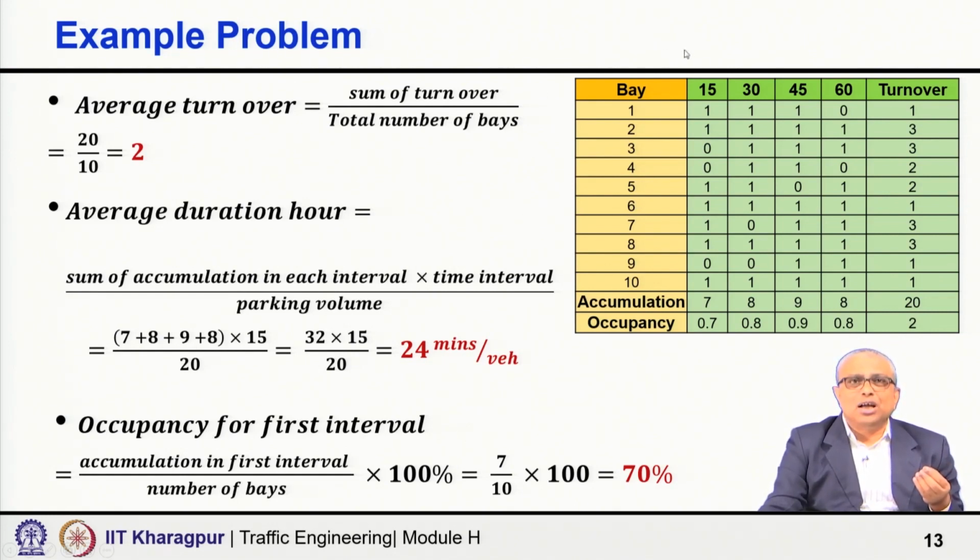Now, what is the occupancy for the first interval? In the first interval I have 7 vehicles, I have 10 parking bays. So, 7 by 10 into 100, 70%. Second case occupancy 80%, 90%, again 80%, as you are seeing here.